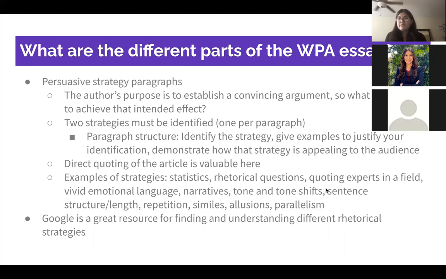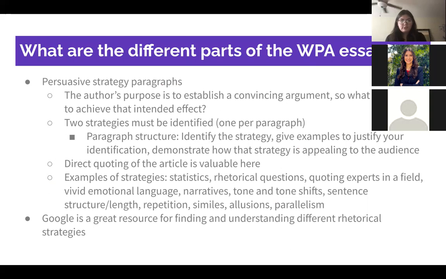The next 2 paragraphs will be your persuasive strategy paragraphs, if you decide to follow this specific way of structuring the paper. The question you want to ask yourself is, if the author's purpose is to establish a convincing argument, what do they use to achieve that intended effect? The prompt requires that you do 2 of them, so the suggestion is to do 1 per paragraph. A suggested paragraph structure is to first identify the strategy, then provide evidence to show that's how you know they are there, and then demonstrate that strategy's effectiveness.